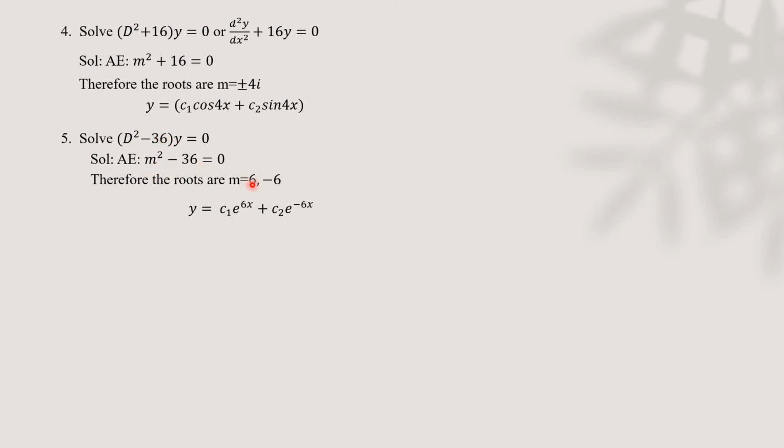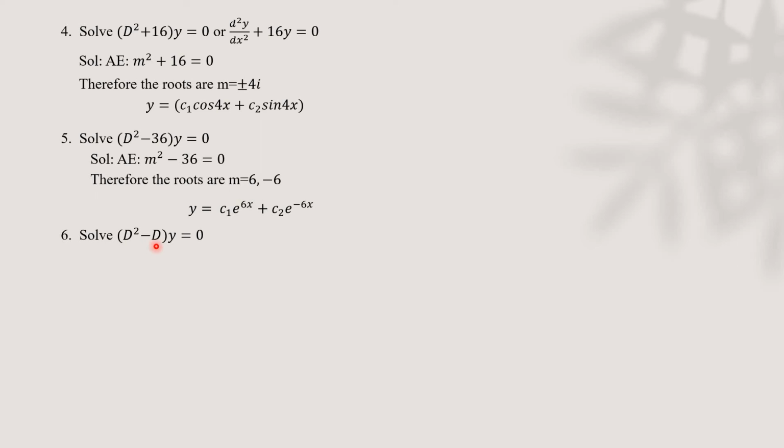The roots of this equation are 6 and minus 6. The roots are real and different. Therefore, the solution is y equal to c1 e power 6x plus c2 e power minus 6x. So you should know the difference between these two problems. Here, while typing in your calculator, you type the coefficients of m as 1, 0, 16. In this case, you type 1, 0, minus 36. That's why you are going to get real roots here, and imaginary roots in the other. So go on to the next problem.